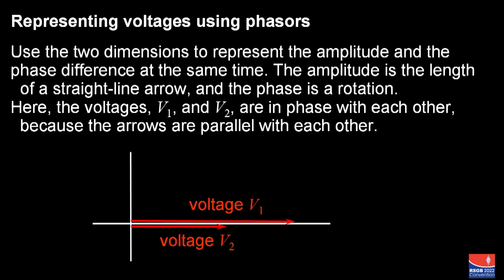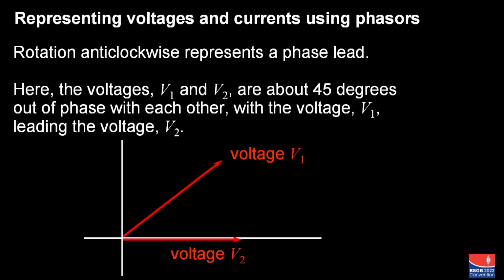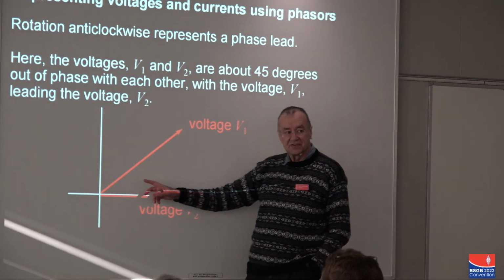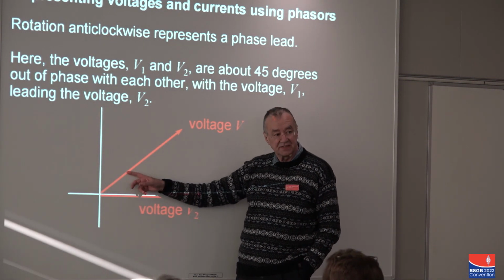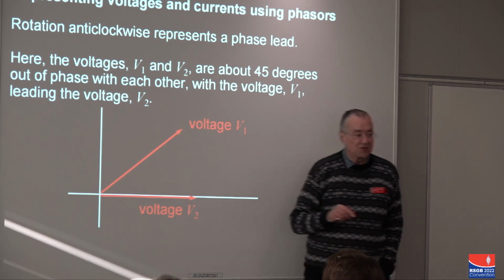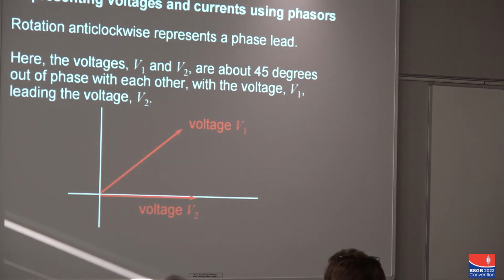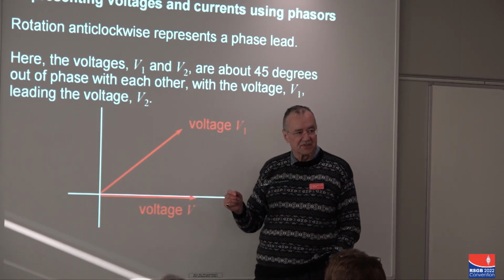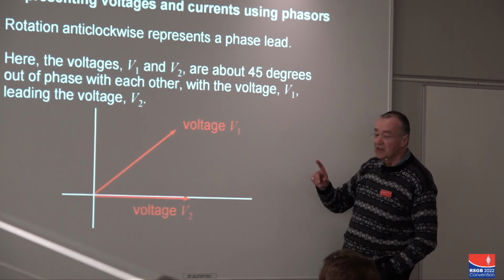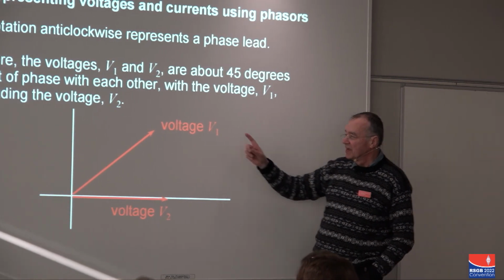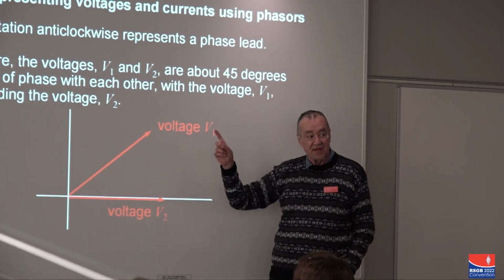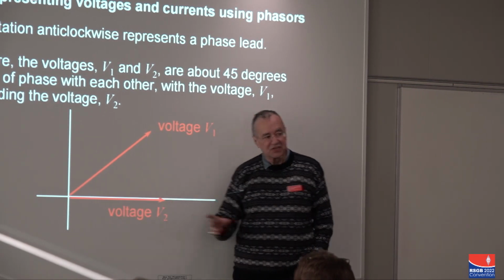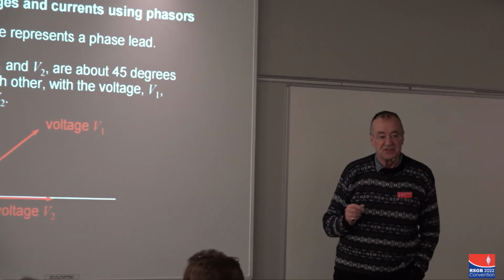Then we have another diagram here. Here we have 2 voltages, V1 and V2, which have a phase difference. It's about 45 degrees here. And these voltages, although they're rotating 10 million times a second, always have the same phase difference. So we just stop the diagram and represent the phase difference. So here's our graphical representation of voltages and currents. The length is the amplitude, and the rotation is the phase difference in this case.